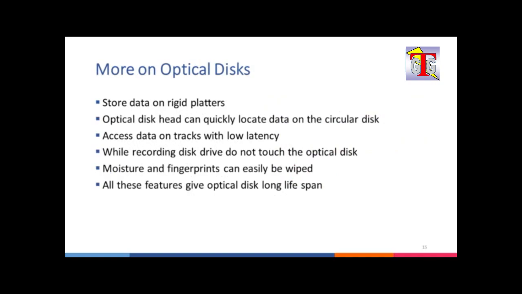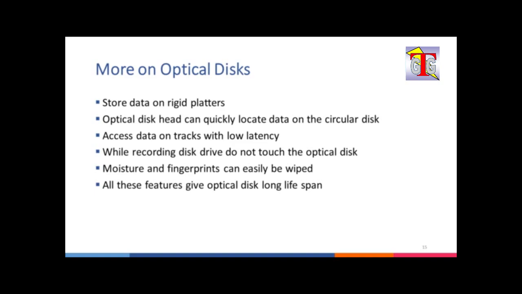Like magnetic disks, optical disks store data on rigid disk platters. The optical disk head can be moved along the radius of the circular disk to locate the accessed data quickly. Thus, the optical disk drives can access data on the track with low latency. This makes the disk format superior to the tape format.